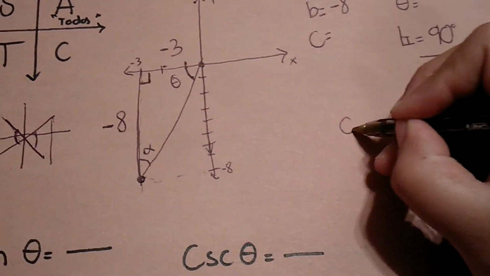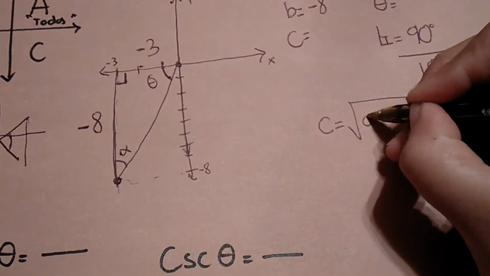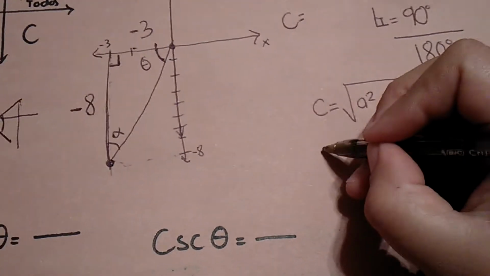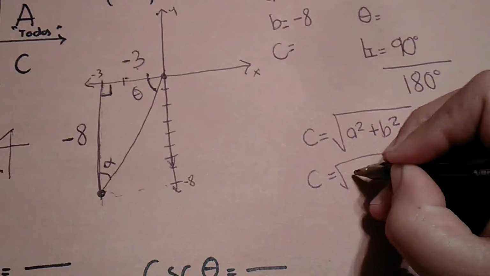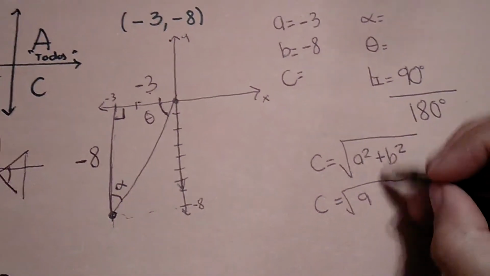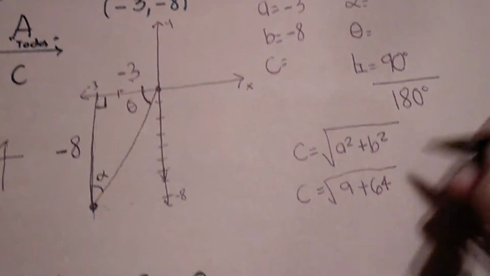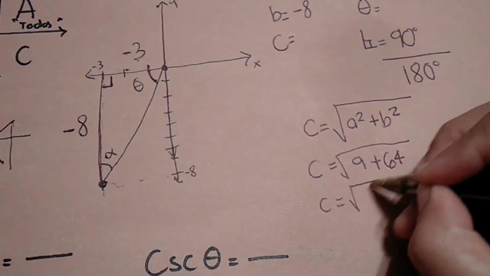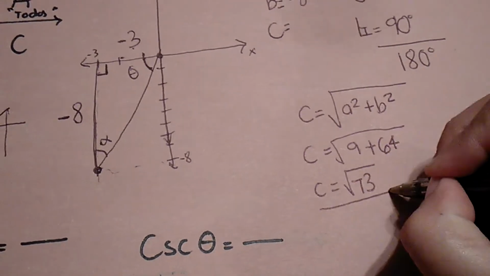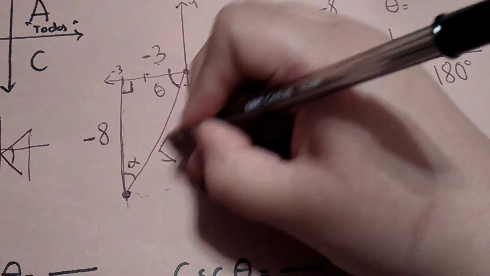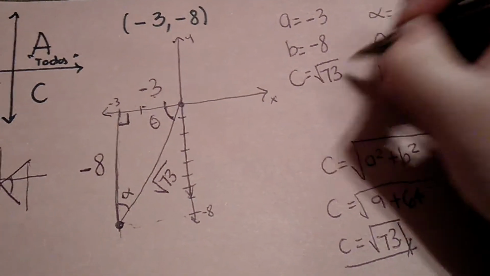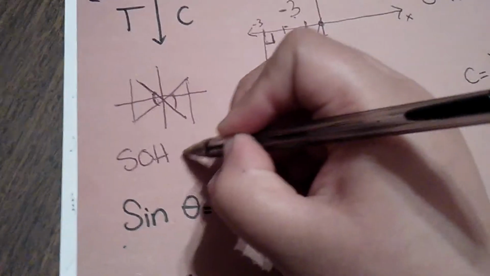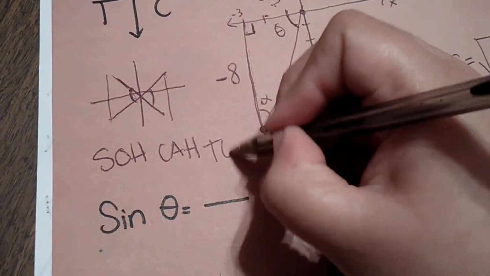How? With the Pythagorean theorem. C equals the square root of a squared plus b squared. Your a is minus 3. Minus 3 elevated to the second is 9. And b squared, minus 8 elevated to the second is 64. 9 plus 64 equals 73. And please leave your answer as a radical. It's a radical of 73. Now you play with this information, and you need to remember soh, cah, toa.